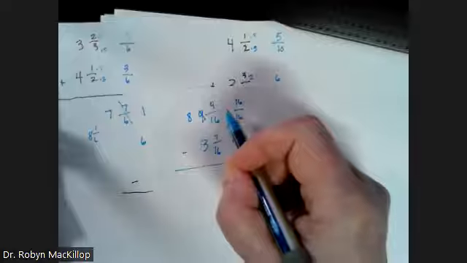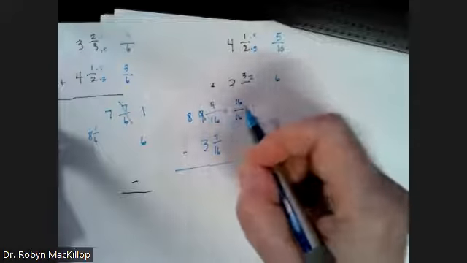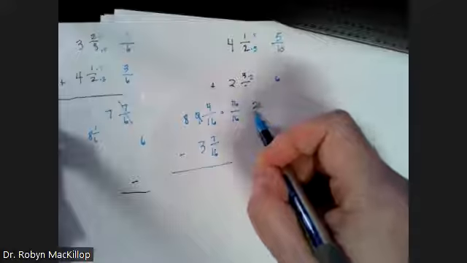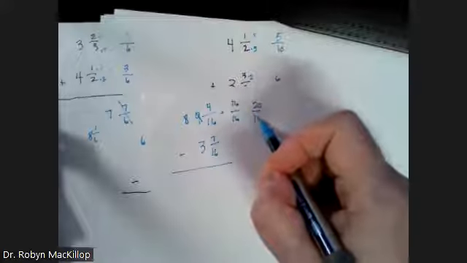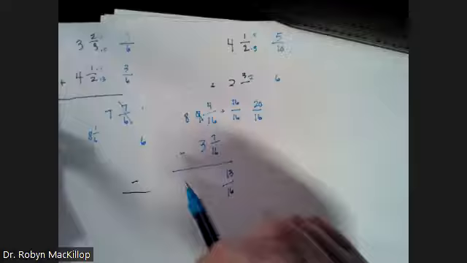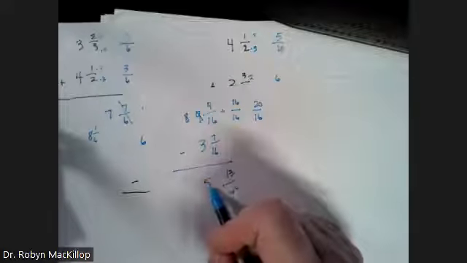So now we're going to add these two together, and that's going to be 4 plus 16 is 20 over 16. So now we've got 8 and 20/16 minus 3 and 7/16. So 20 minus 7 is 13 over 16, and 8 minus 3 is 5. You cannot reduce that. That's as low as it goes. So you're done. Nice.